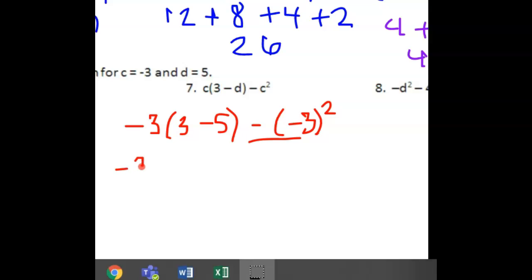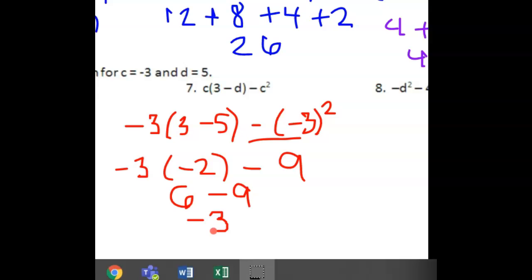So you got negative 3, negative 2, minus 9. So you get 6 minus 9 or negative 3.